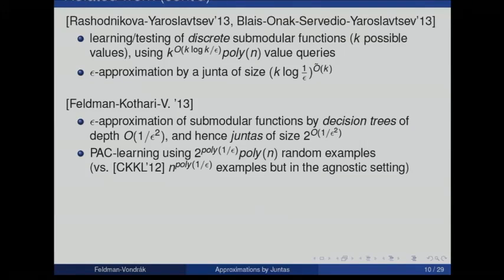And last summer, we did some work with Vitaly and Pravesh Kothari, where we proved that submodular functions can be approximated by decision trees of low depth, 1 over epsilon squared. As a consequence, this also gives you a junta of size 2 to the 1 over epsilon squared, and then we had a learning algorithm based on that, which improves the dependence on epsilon in this fashion compared to previous work.